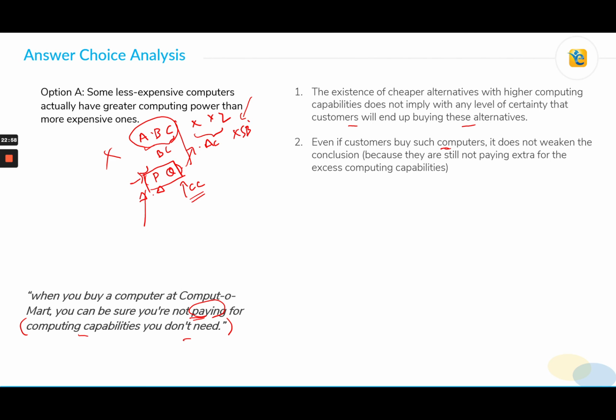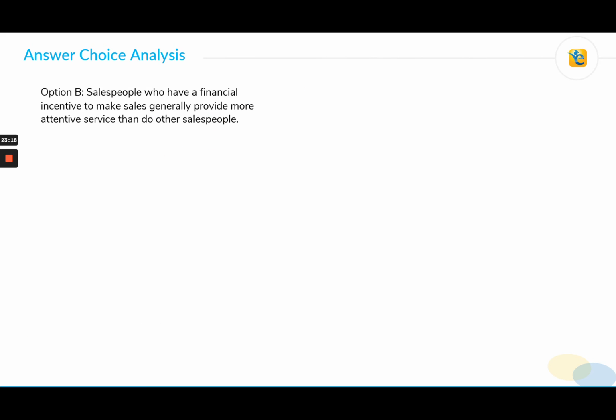So these are the main problems with option A. Firstly, the existence of these models doesn't mean that these models will be bought, nor, even if it is bought, does it actually weaken the conclusion. All right. So, like I said, very detailed analysis of option choices in this particular question. Very, very important. Now let's move to option B, which is the most popular incorrect answer choice.